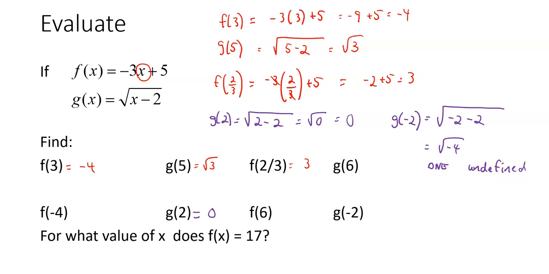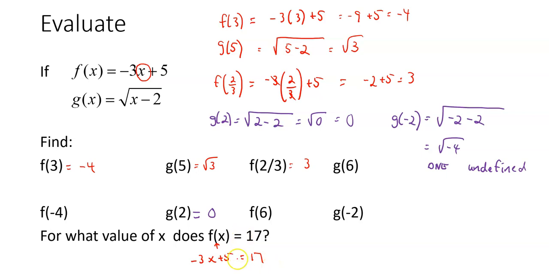Now, the very last question down here is phrased a little bit differently from all the other ones. It says, for what value of x does f of x equal 17? So again, we're up to the top function here, that negative 3x plus 5. So let's replace that f of x with a negative 3x plus 5. So the question is, for what value of x does negative 3x plus 5 equal 17?